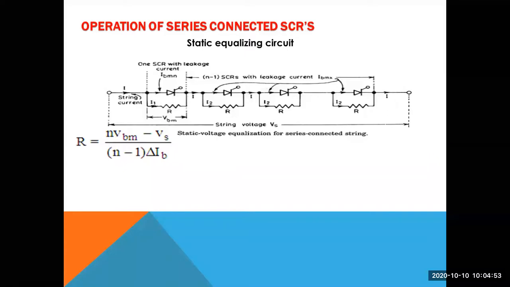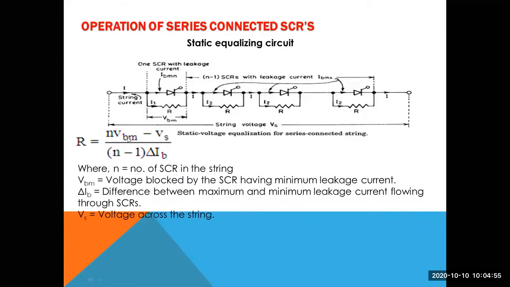We represent it here: R equals (N VBM minus VS) by (N minus 1) into delta IB. This is the optimum value. If you select this resistance value, then all the SCRs will share almost equal voltage, almost without any error. Remember, string efficiency will not be 100% in practice. It may almost reach 100%, not exactly 100%. So if you select this optimum resistance value, we get string efficiency nearly reaching 100%.